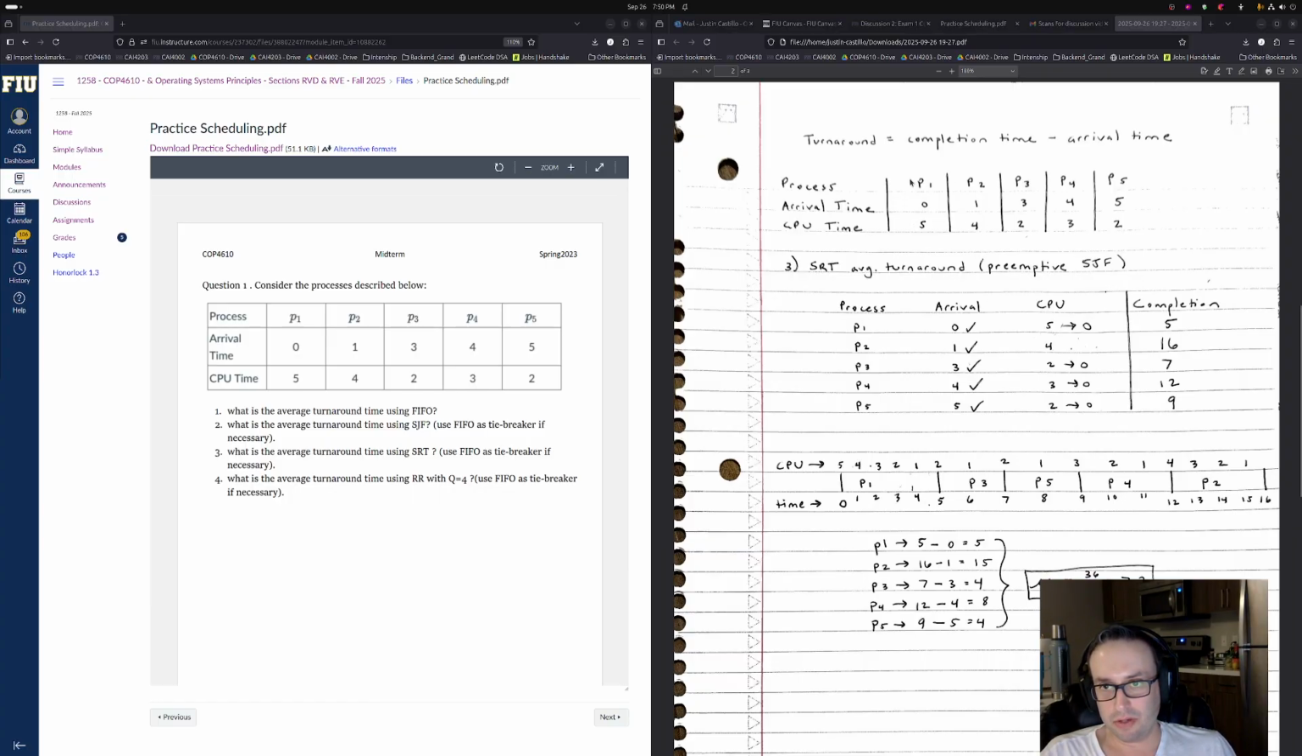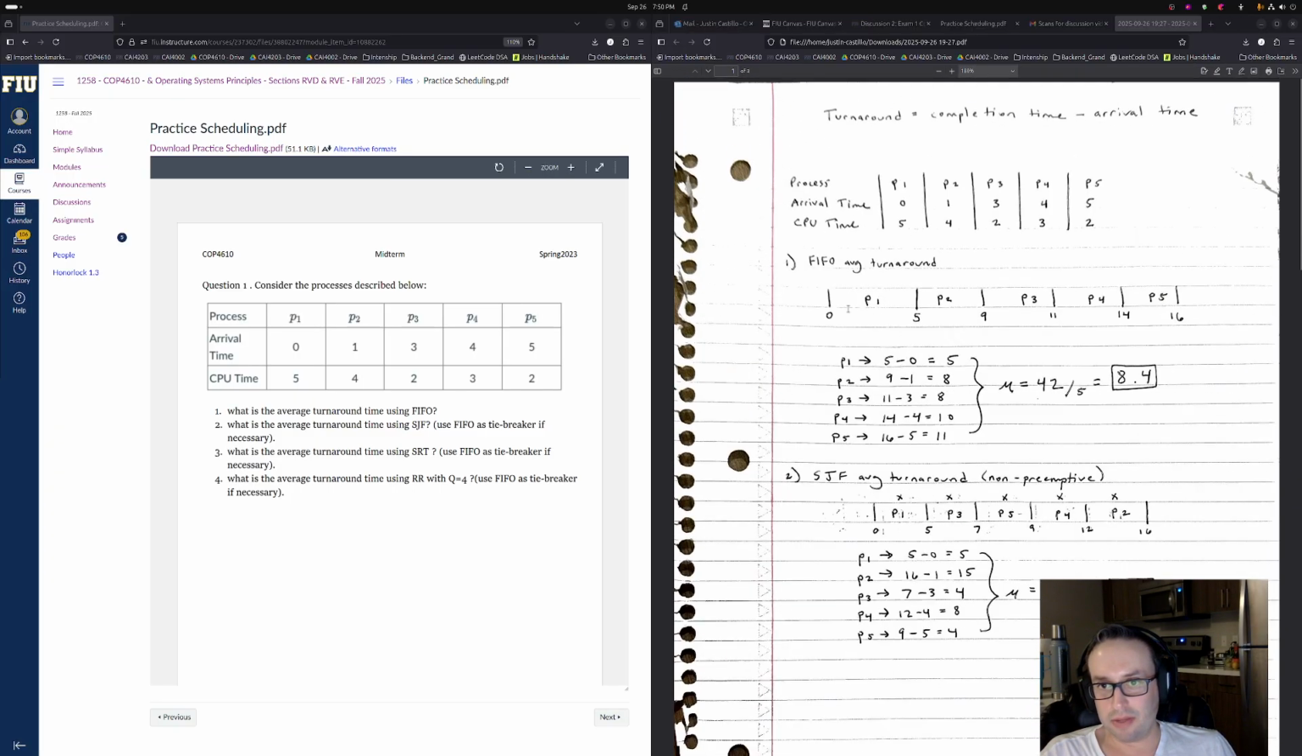You just put them in order, run a timeline through it, get the completion times of each process, subtract it from the arrival time, average the differences, and you get 8.4 average turnaround time.